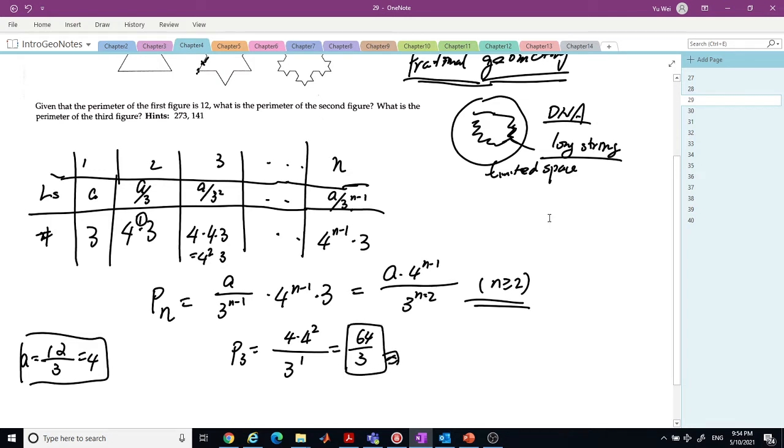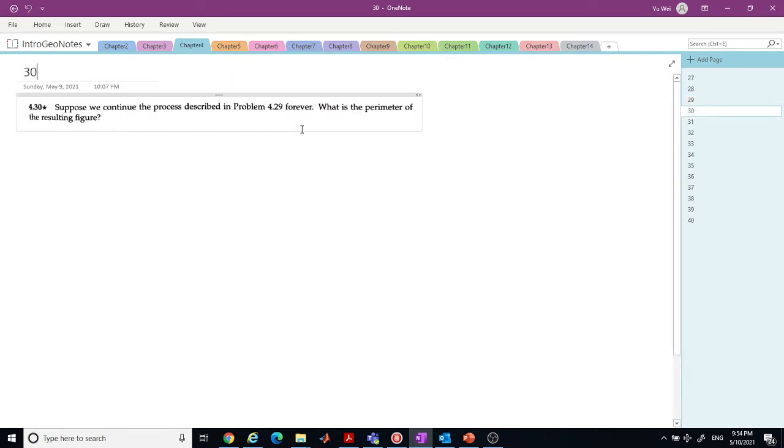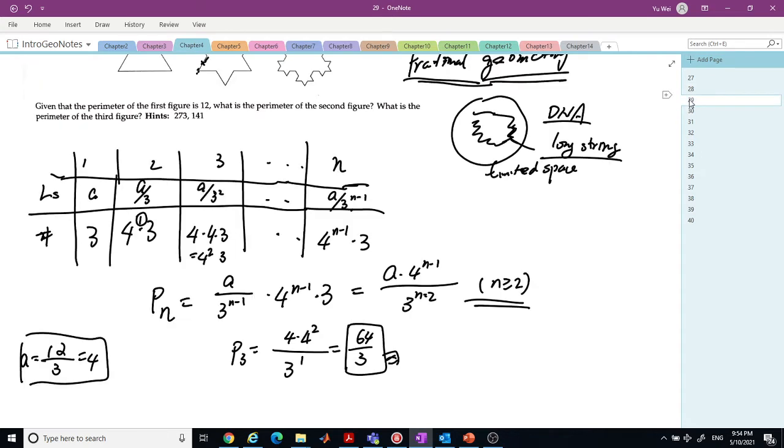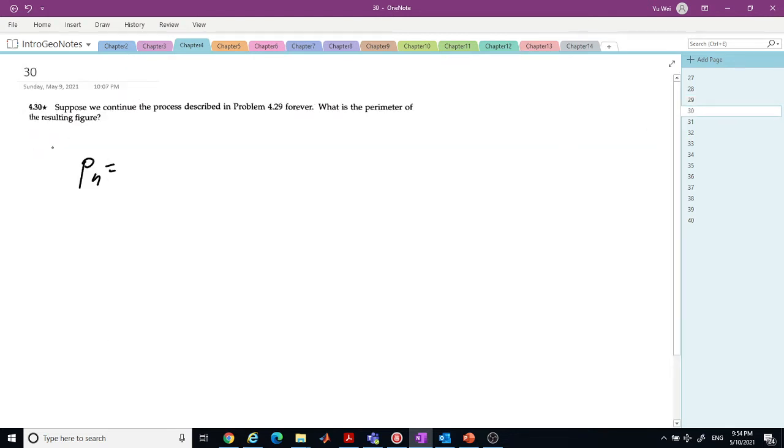Okay, so next question. What's the process of this forever? We already derived it. Pn is equal to 4n over 3n minus 2. So you can see if n reaches very, very big, the Pn will reach infinity.